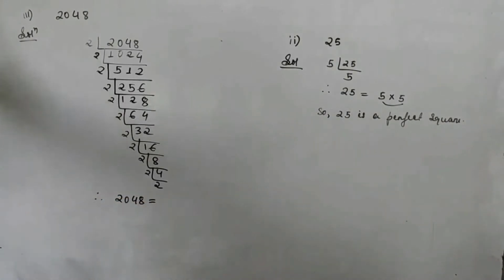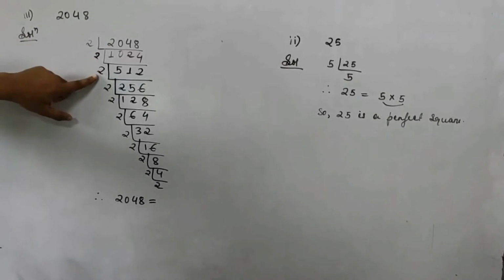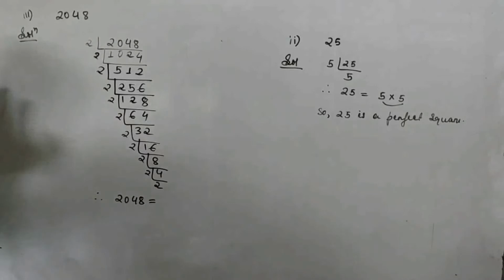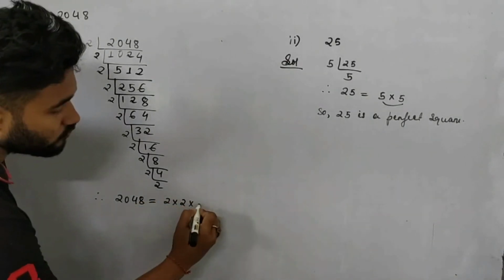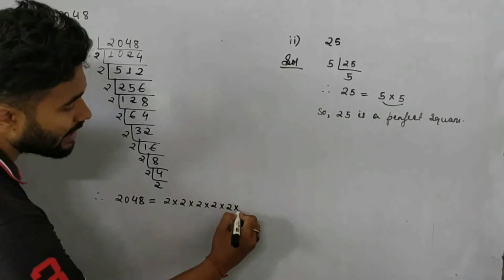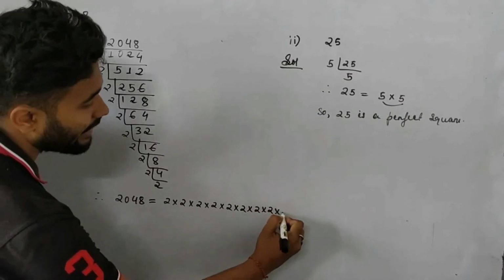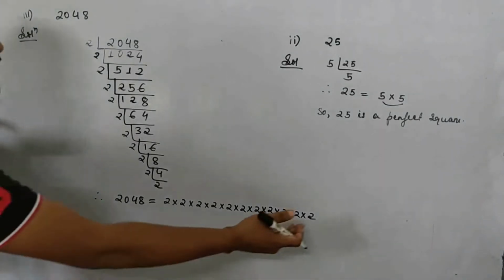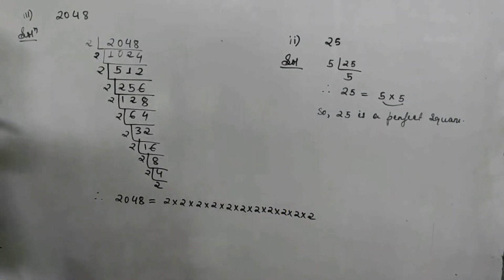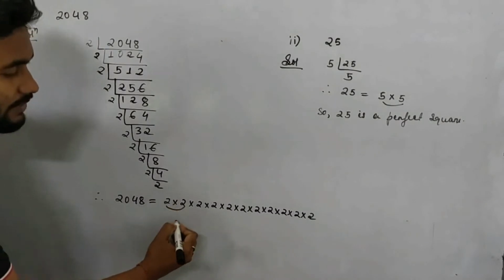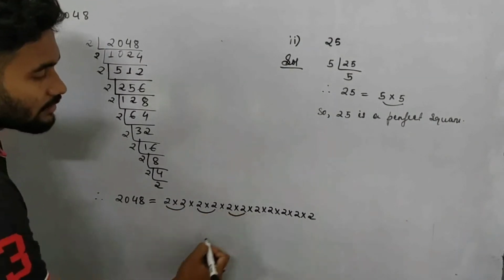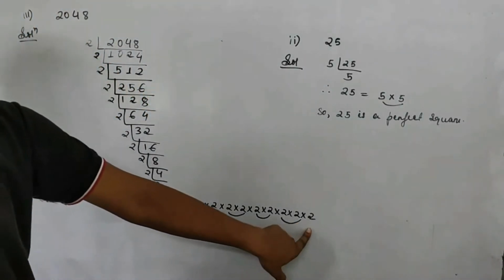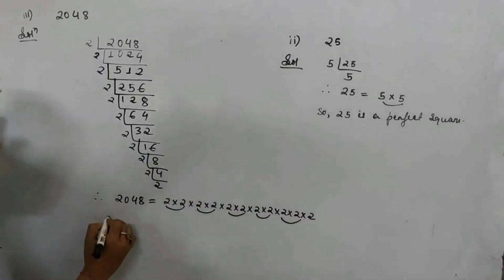2048 is equal to what? How many 2's are there? 1, 2, 3, 4, 5, 6, 7, 8, 9, 10, 11. Now pair them up. 11 is there, na? You cannot pair them all. So it is not a perfect square. 1 pair, 2 pair, 3rd pair, 4th pair, 5th pair, and this 2 is what? This 2 is single. It is not in a pair.